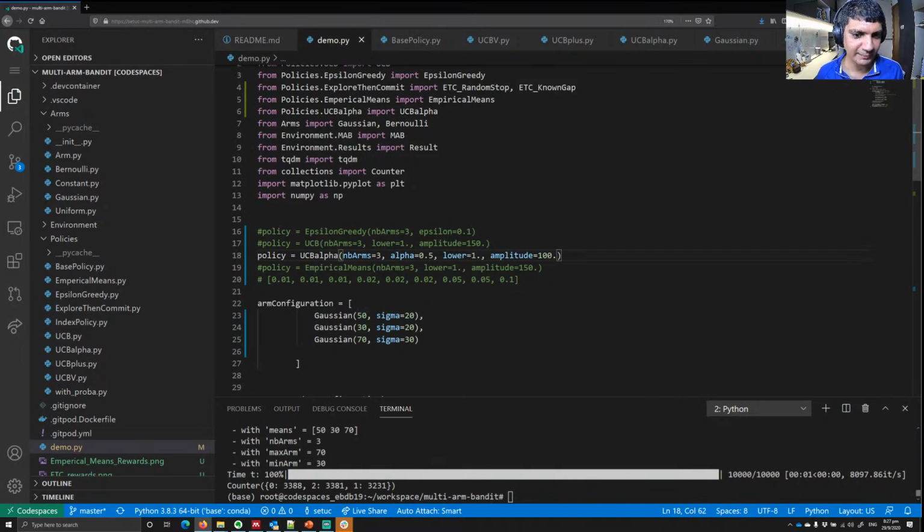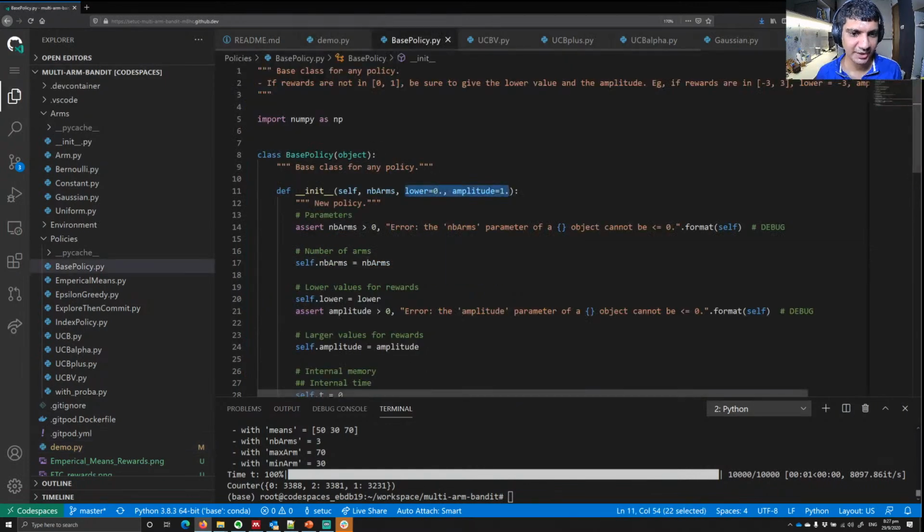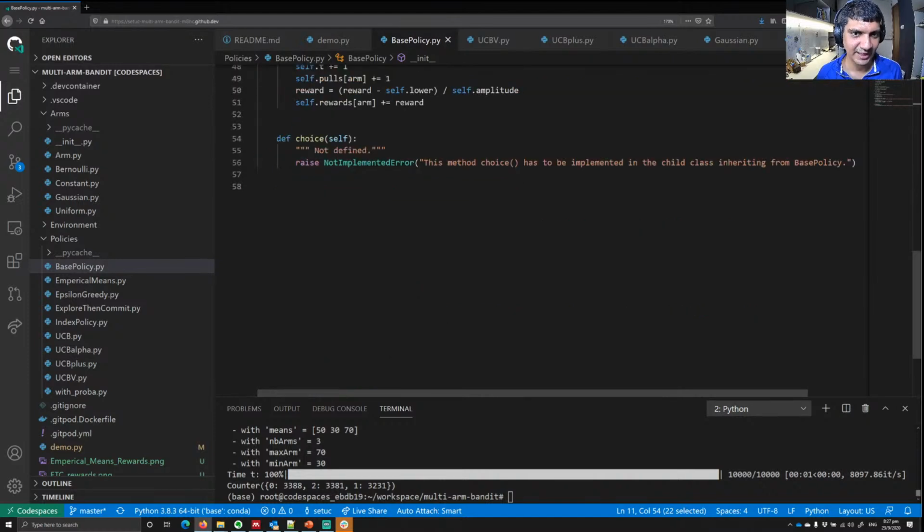So of course you can play with these arms as you go along. But just make sure that you are setting the lower value and amplitude, so that it will help you scale the reward before it goes into the policy. So I hope that explained how some of these things work, and I hope it was useful.